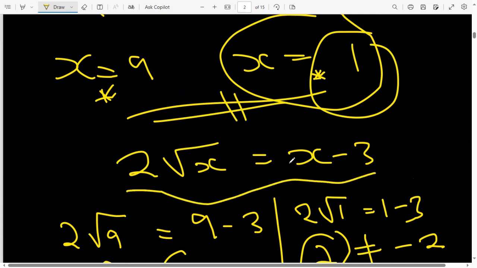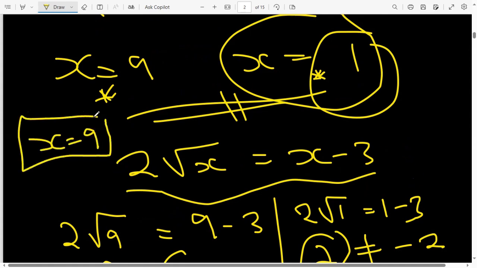So the only solution that you're going to get is x equals 9. This is the only solution that will work. So every time you are given a radical equation with a square root somewhere, always test your solutions. If you find more than one solution, make sure you test the solutions. I hope that is clear. Any questions on how we got the 9 there? Any questions?